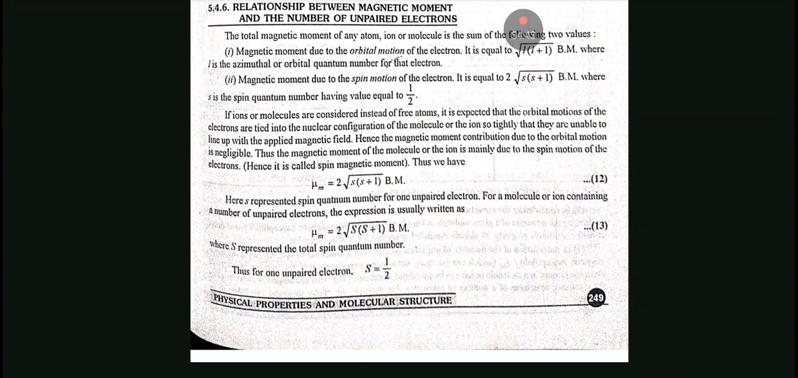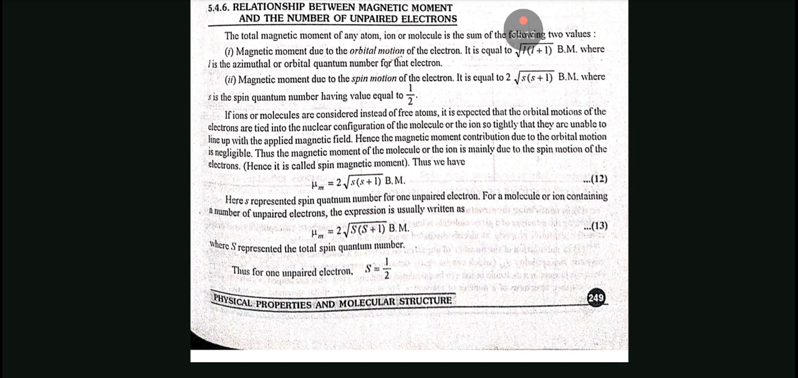If the ion or molecule is considered in a state of free atoms, it is expected that the orbital motions of the electrons are tied into the nuclear configuration of the molecule so tightly that they are unable to line up with the applied magnetic field. Hence, the magnetic moment contribution due to the orbital motion is negligible. Thus, the magnetic moment of the molecule or the ion is mainly due to the spin motion of the electrons, hence it is called the spin magnetic moment. Thus, we have mu m is equal to 2 root S into S plus 1 Bohr magneton.